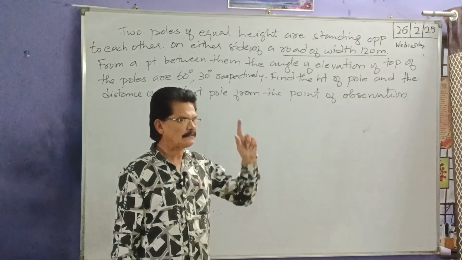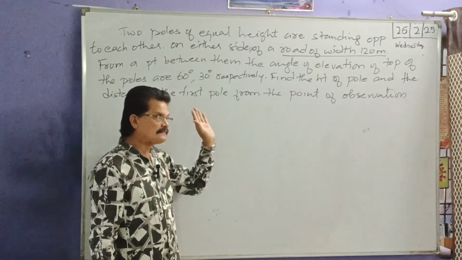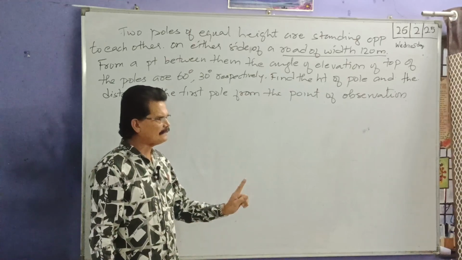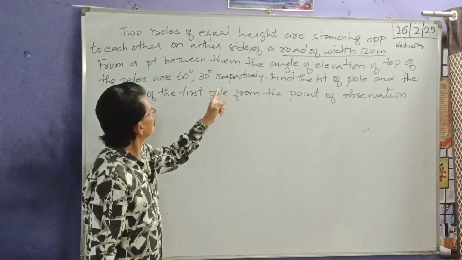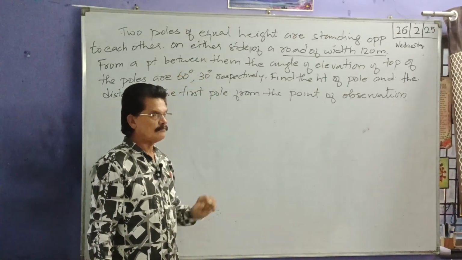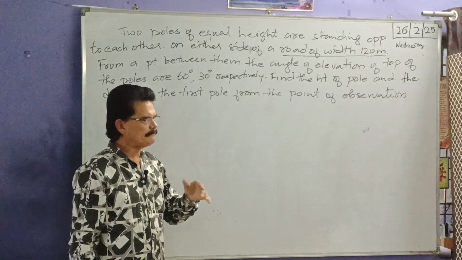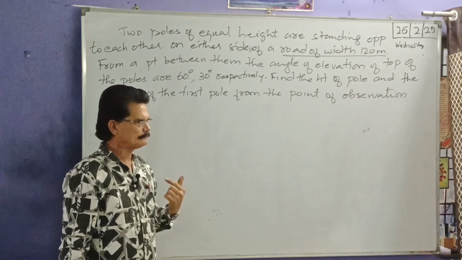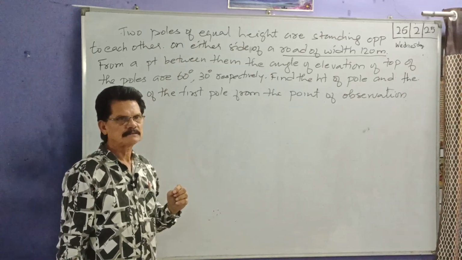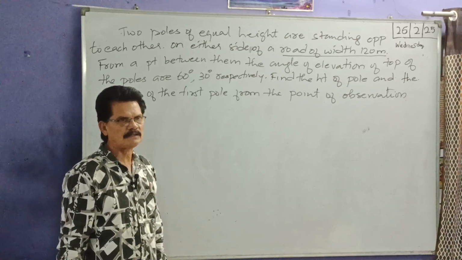So which is that object? The top of the first pole. The angle of elevation is 60 degrees. This means he is nearer to the first pole. He is not exactly in the middle. That's why he mentioned from a point in between them. In between the two poles. From a point, it means the point can be anywhere between them. Here we have to make a diagram such that the point of observation is nearer to the first pole.